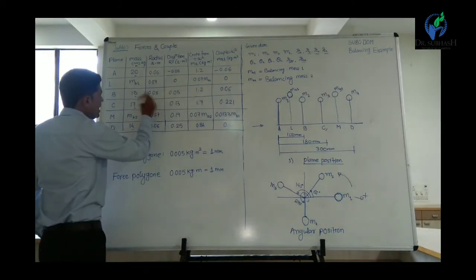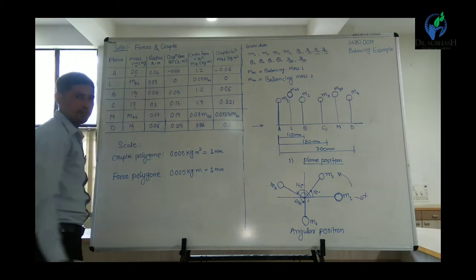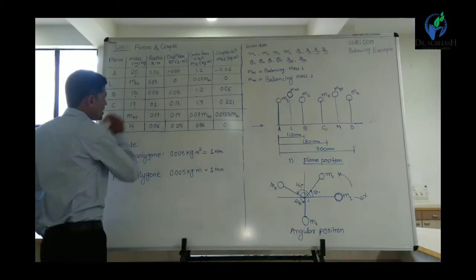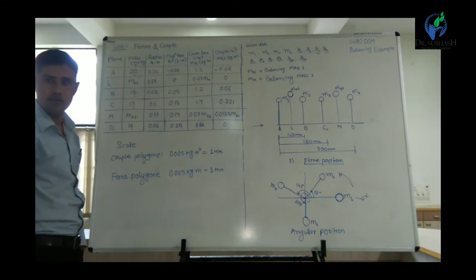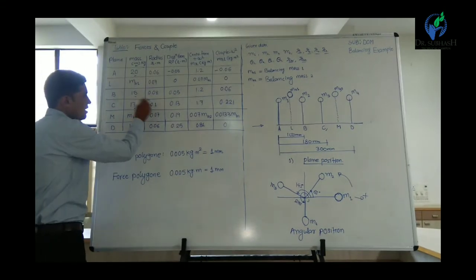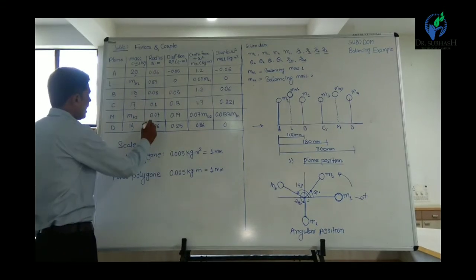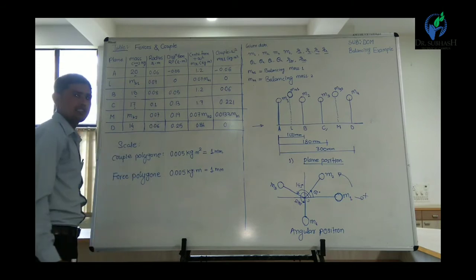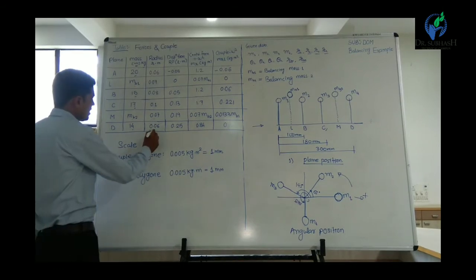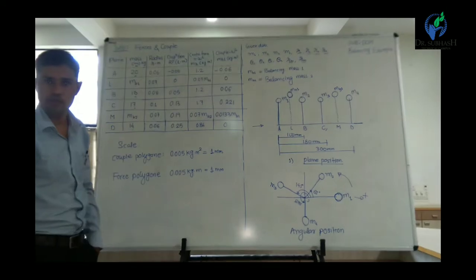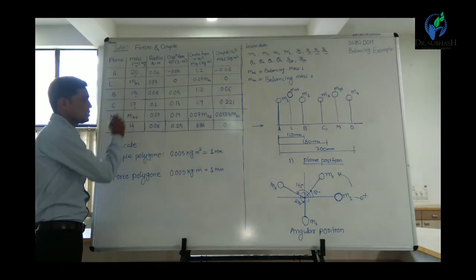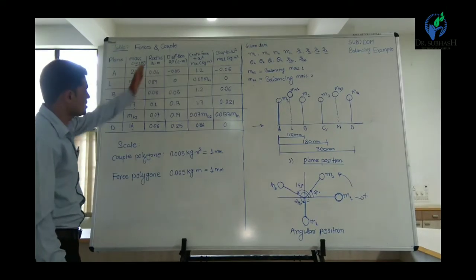R2 is 80 mm, so we consider 0.08 meter. R3 is 100 mm, so we consider 0.1 meter. RB2 is 0.07 meter. Similarly, R4 is given as 60 mm, so that's why we have written 0.06 meter. Okay, so this is the third column.